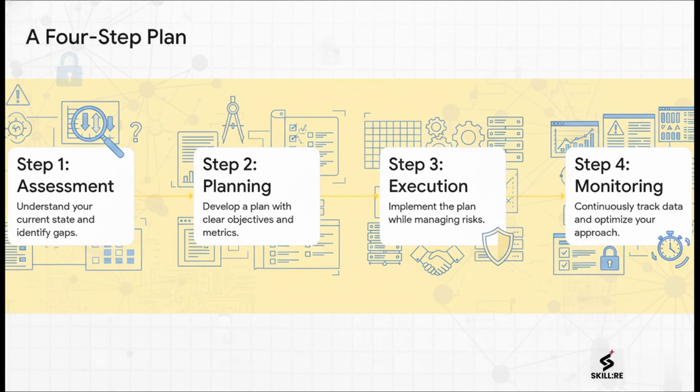Step 1 is assessment. That's just taking an honest look at where you are right now. This is where you run that quick mental checklist, right? How high is the risk of this task versus how capable the AI is? What's the actual cost of an error? Then, step 2, planning. You create a clear roadmap and define what success looks like before you even start building. Step 3 is execution, where you roll out the plan but keep risk management front and center. And finally, and this is so crucial, step 4 is monitoring. This is not a one-and-done thing, it's a continuous loop. You have to be tracking data and constantly making things better.